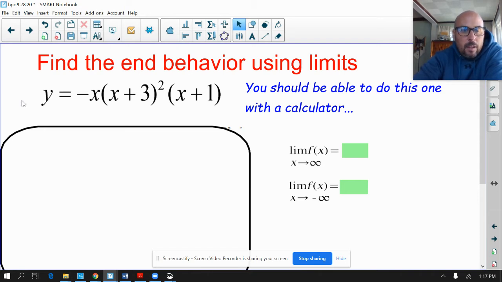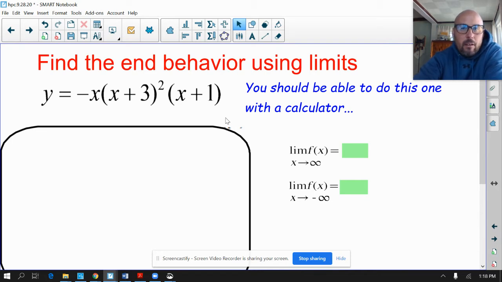This example is different from the previous one. It's still a polynomial, but it's not multiplied out. And you shouldn't have to multiply this out to figure out the answer. What degree is this polynomial? If you were to multiply it all out, what degree would it be?